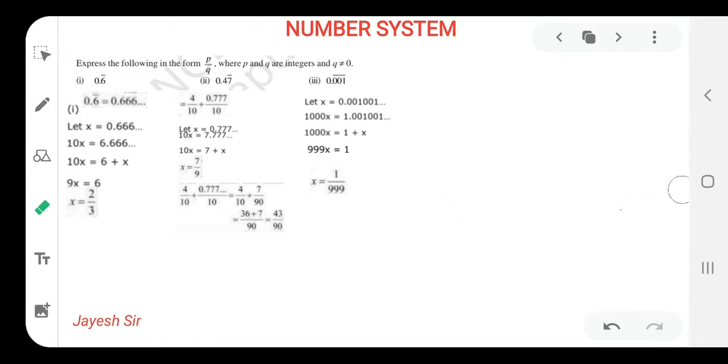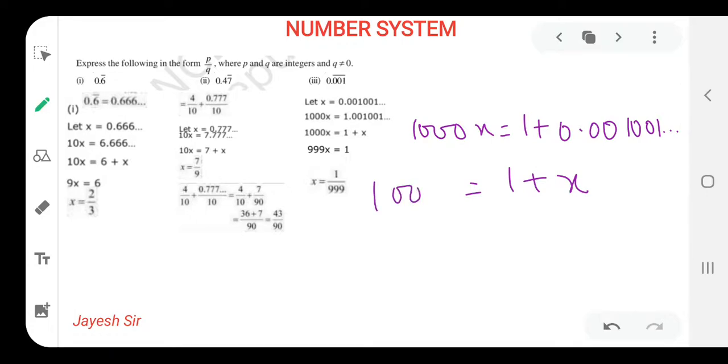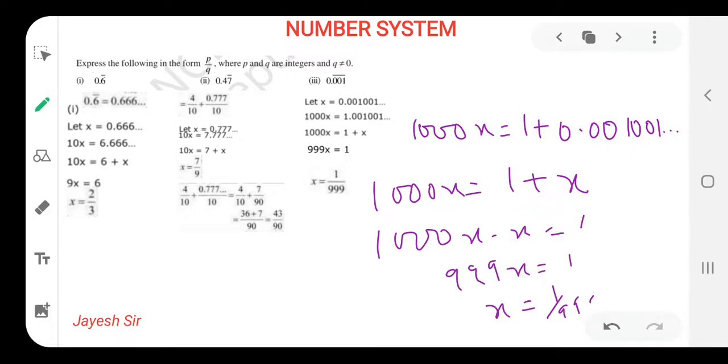Now what is the next thing we have to keep in mind? That I will elaborate. How 1000x is equal to 1 plus 0.001001... Now the same thing, we know it is the value of x. Terms and variable on one side, 1000x minus x equals 1. That means 999x equals 1, x equals 1 upon 999. I hope you all might be getting it, friends.